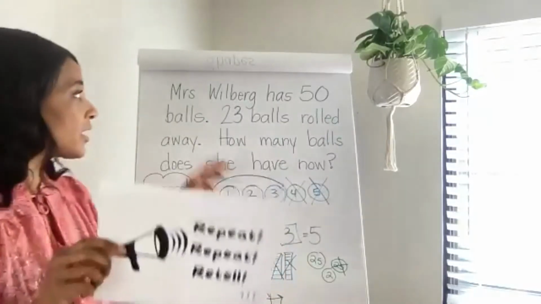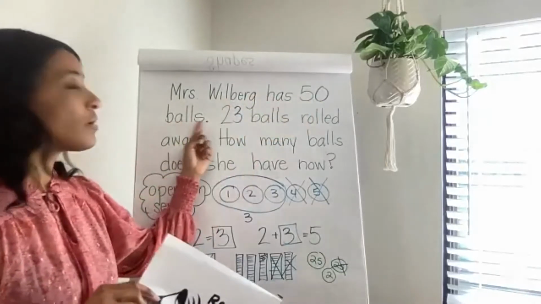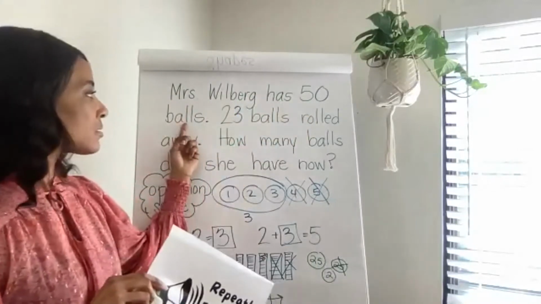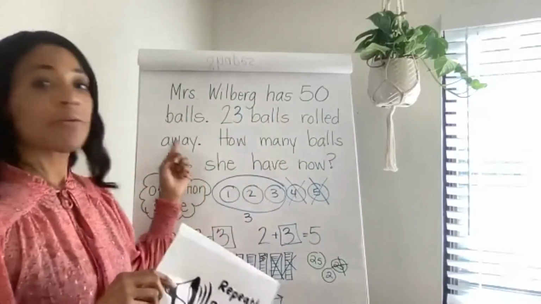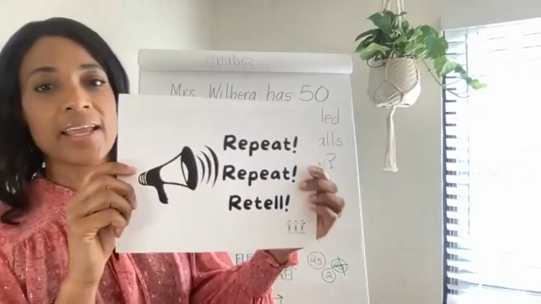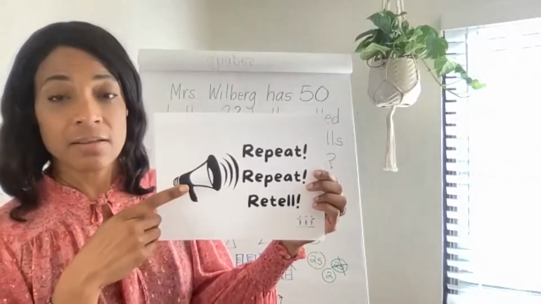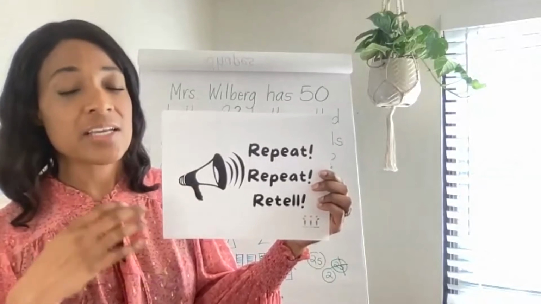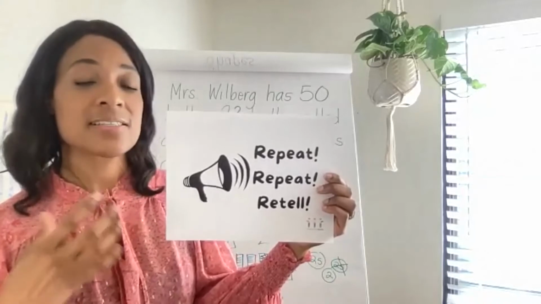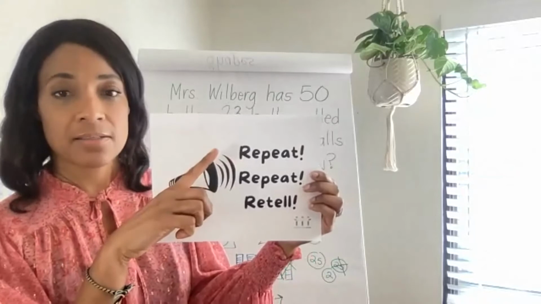So when I'm working with kids, it might sound like, Mrs. Wilberg has 50 balls. Repeat. And then the kids will say, Mrs. Wilberg has 50 balls. 23 balls rolled away. Repeat, 23 balls rolled away. What's happening is that they actually have to listen in order to repeat. And listening comprehension is one of the greatest skills that kids can develop. So we practice developing those listening comprehension skills by having them listen and repeat.